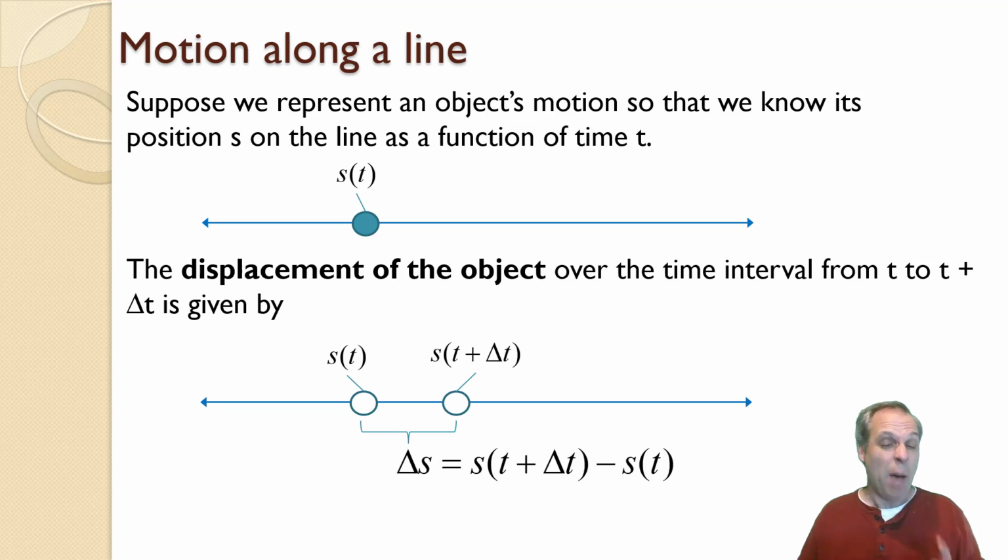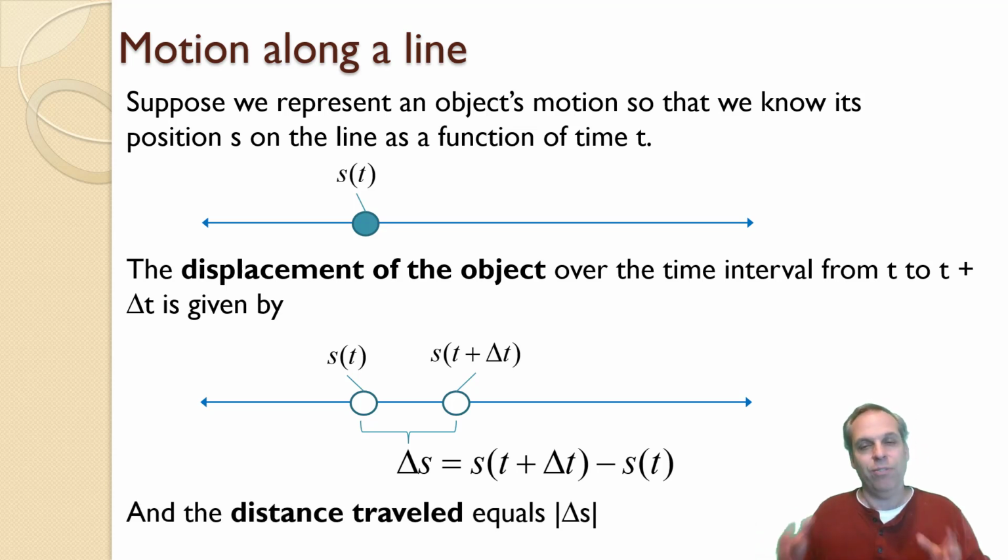But if the object is always going, let's say, to the right, or always going, let's say, to the left, then displacement is almost distance. Distance then is the absolute value of that displacement. But that's only true if the object never ever changes direction on the line.